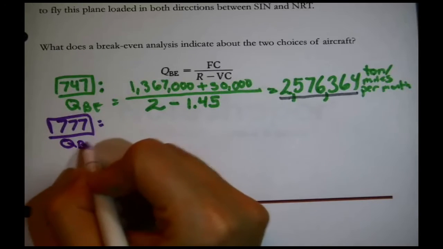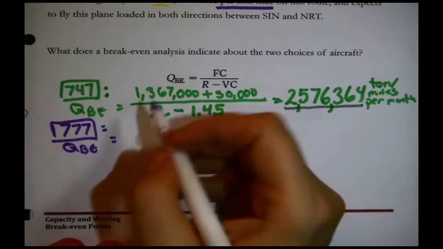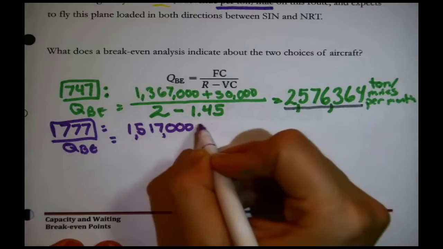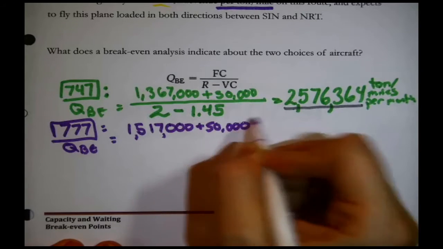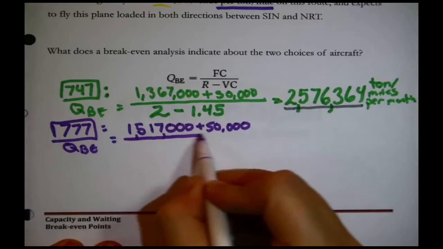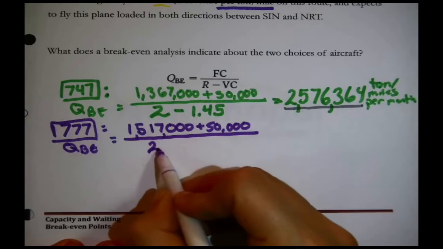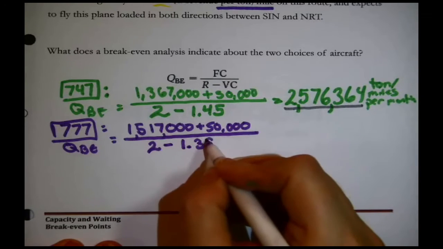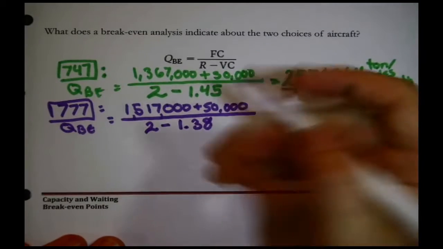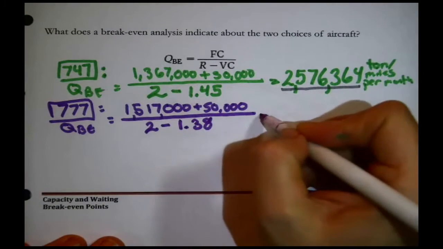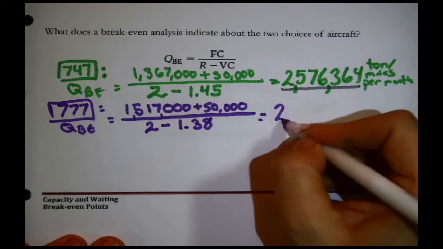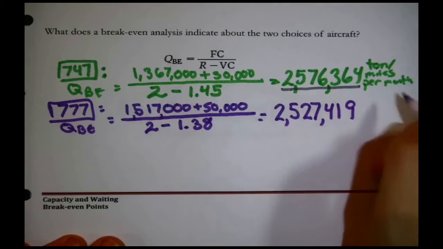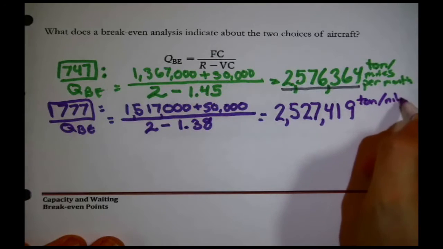777 to break even, somewhat higher debt payment, 1,517,000, plus I remember to tack on that other $50,000 because that's just the thing going on in this particular scenario. Divided by the revenue, which is still $2, but in the case of the 777, it is more fuel efficient, lighter aircraft, $1.38 per ton mile. I get 2,527,419 on my calculator. Same thing, ton miles per month.